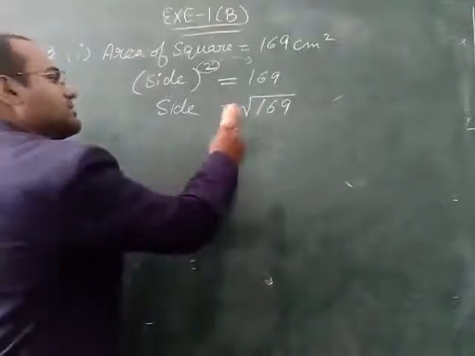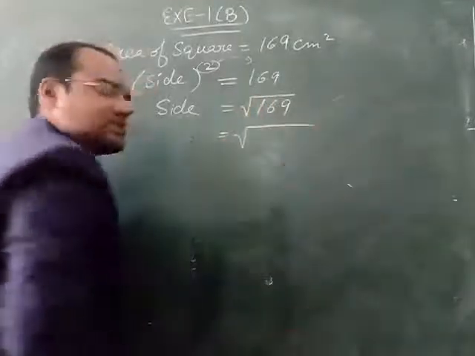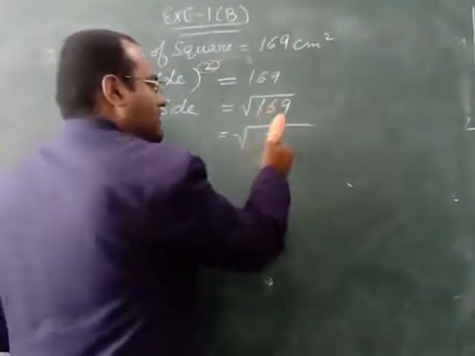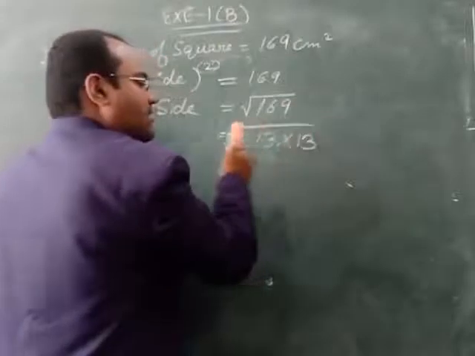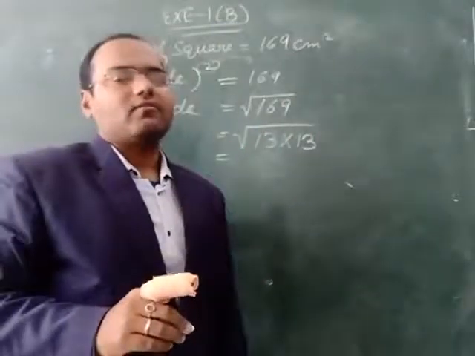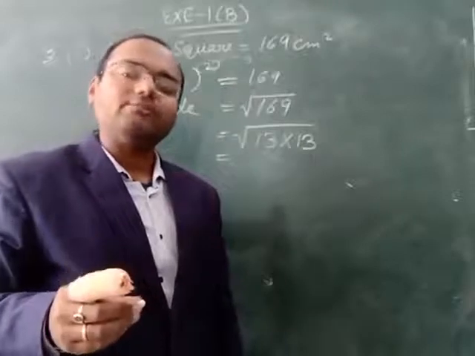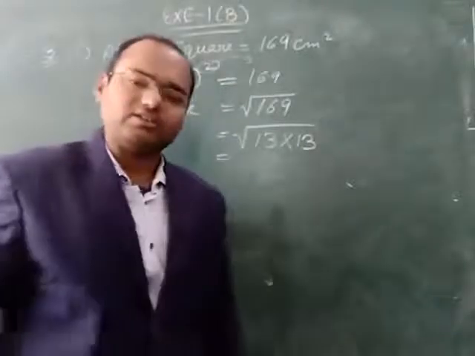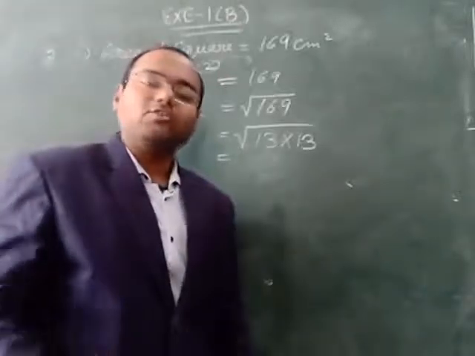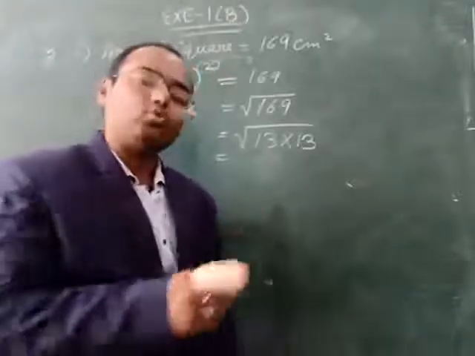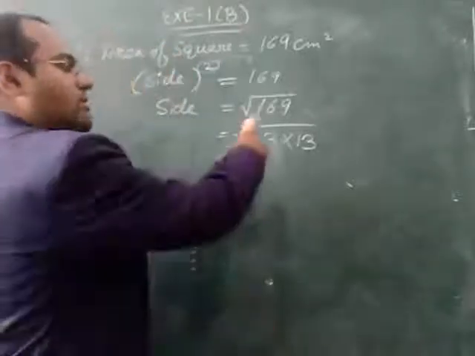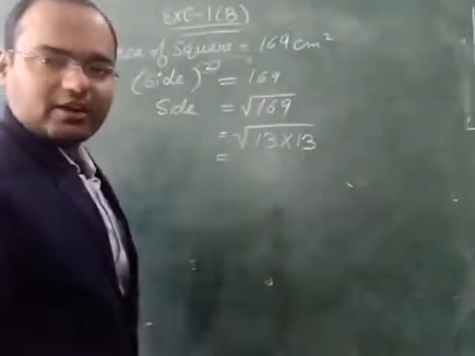And the square root of 169, how will you find it? 169 is 13 multiply 13. Whenever you are finding the square root, you have to find such a number that when we multiply that number 2 times, we get the answer 169. So 169 is 13 multiply 13. When we multiply 13 2 times, we get 169. So for the square root of 169, we write 13 into 13.